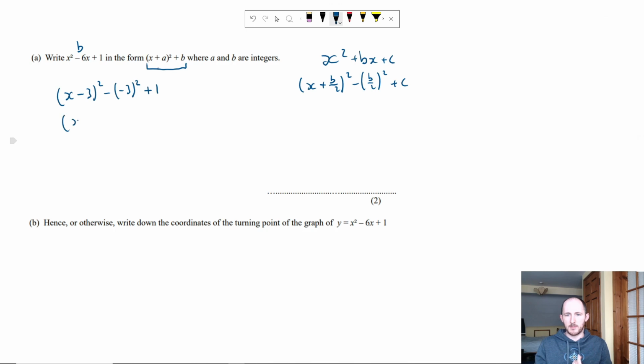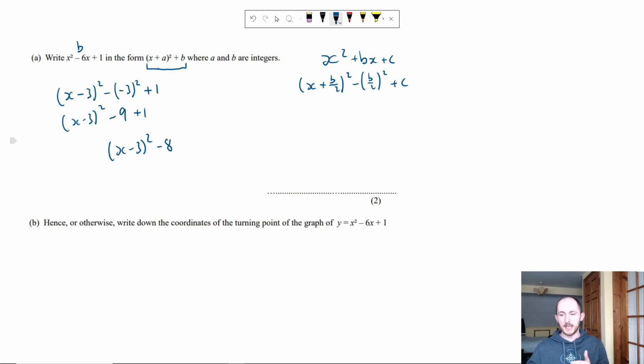So then we just do x minus 3 squared. Then we have minus 3 squared, which is 9. So minus of that is minus 9 plus 1. So finally we have x minus 3 squared minus 8. And that is all you need to do.